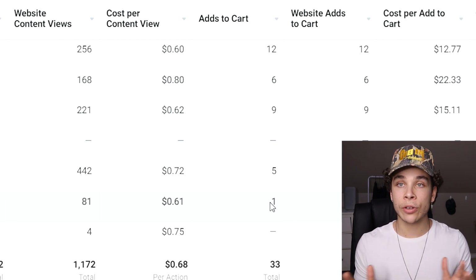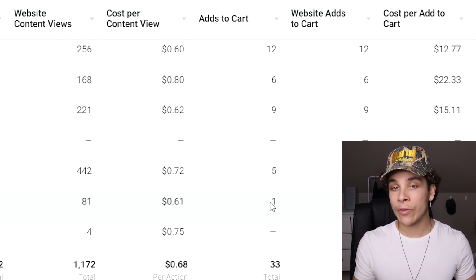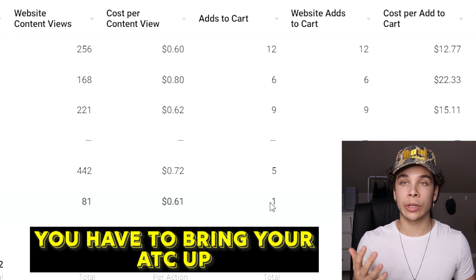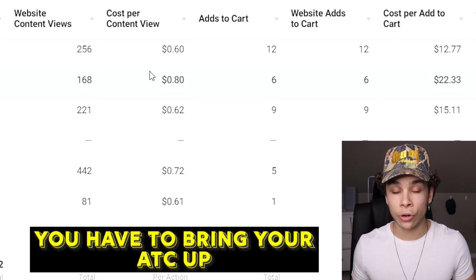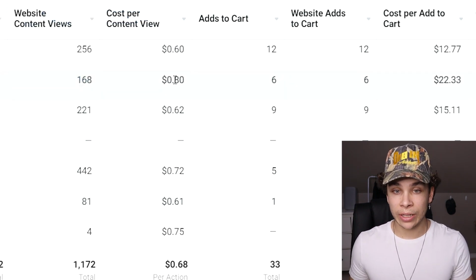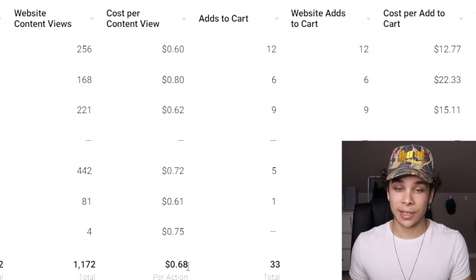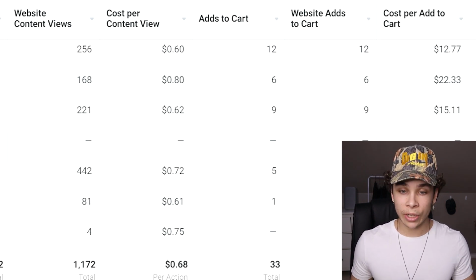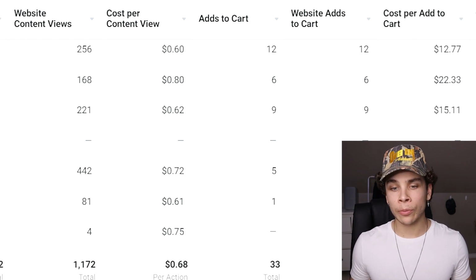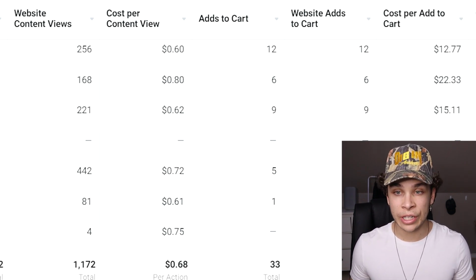There's tons of different ways you can go about this, but essentially we have to bring our add to carts up, and everything else in the funnel should follow too. Now, that being said, we also have a really nice cost per content view down here at 68 cents. That is really, really cheap from what I've seen lately, and that's partly because of the low CPMs and the pretty good CTR on these particular ads.